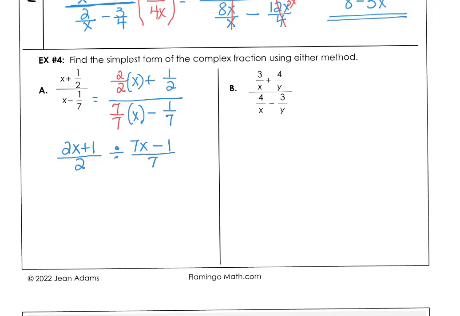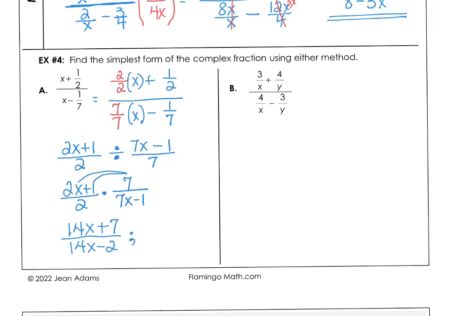So I'm going to write it horizontally. And then we can multiply by the reciprocal, which is 7 divided by 7x minus 1. So combining all of that together, we've got 14x plus 7, because I'm using the distributive property here. And then 2 times 7x is 14x minus 2.